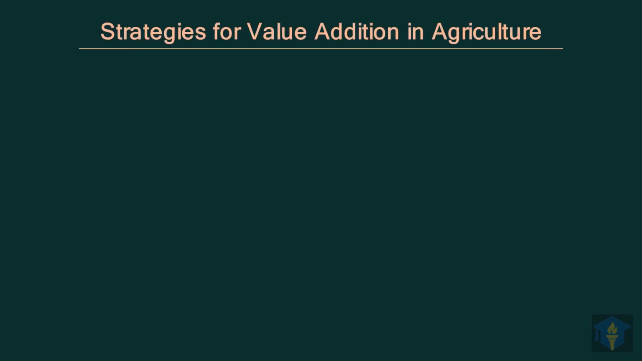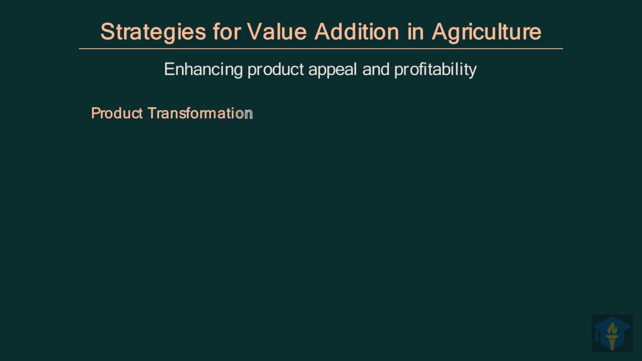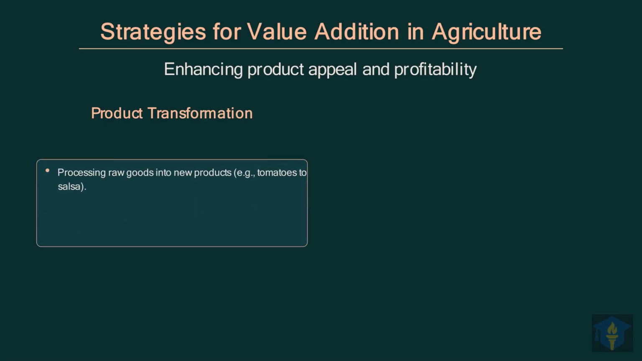Now, let's discuss strategies for value addition, enhancing product appeal and profitability in agriculture. First strategy: product transformation, processing raw goods into new products like tomatoes to salsa. Innovative packaging protects and communicates your brand, improving quality through better farming or storage methods.